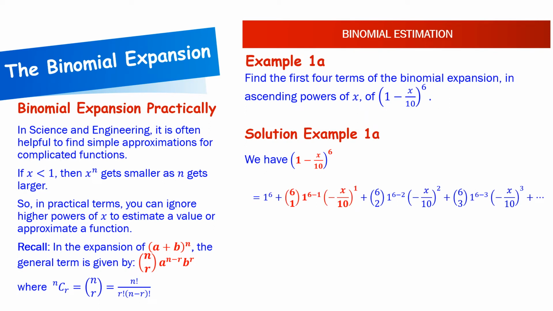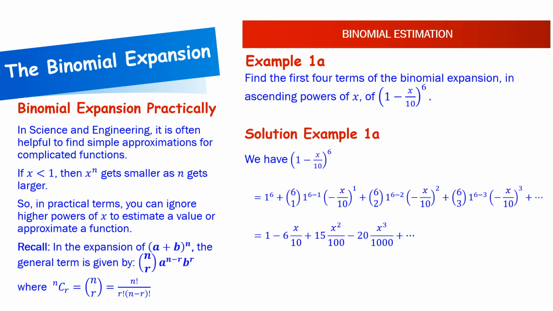In this term, we have again a is equal to 1, b is equal to minus x over 10, n is equal to 6, and r this time is equal to 1. This time a, b, and n are the same as previously, and r is equal to 2. And here again, a, b, and n stay the same, and r is equal to 3.